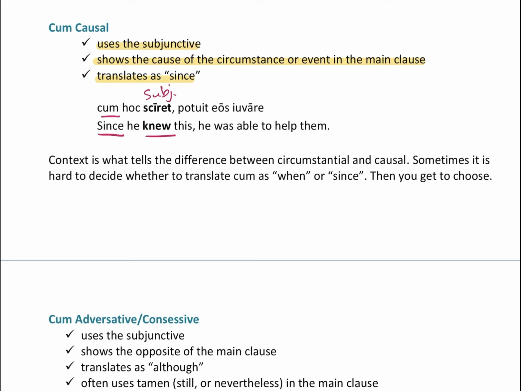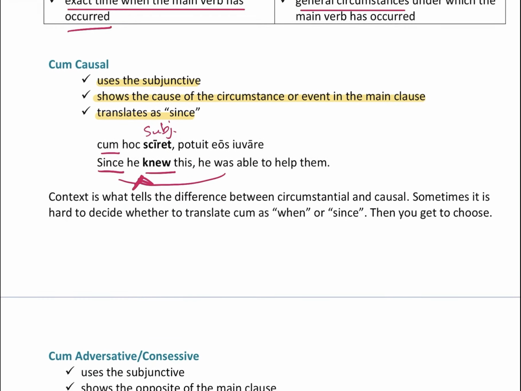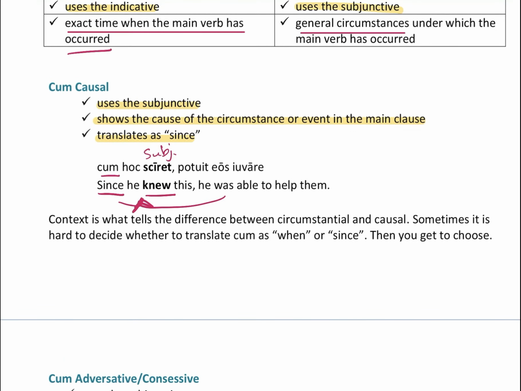Why was he able to help them? What was the cause? Because it's kind of like a because. He was able to help them because of something he knew, right? So context is what tells the difference between a circumstantial and a causal. Sometimes it's hard to decide whether to translate cum as when, if it was a circumstantial, or a since, if it was the cause. Then you get to choose.